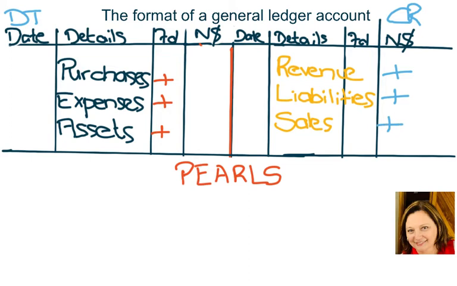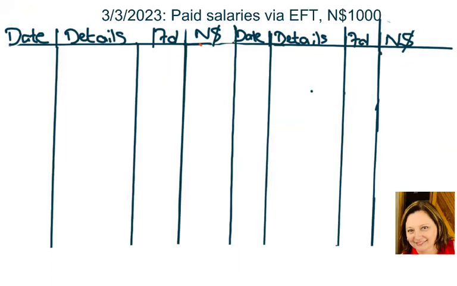But what will happen now if we want to decrease an asset? And you will remember that bank is one of our assets. Now, if we paid from the bank, we will decrease the bank. So if we want to decrease an asset, we will just credit that account. If we want to decrease one of the credit accounts, we will just debit that account.